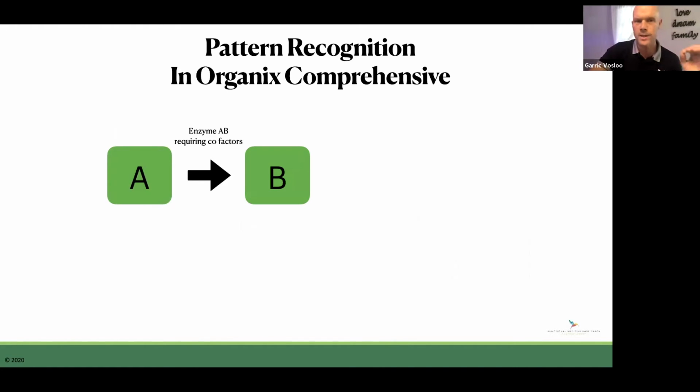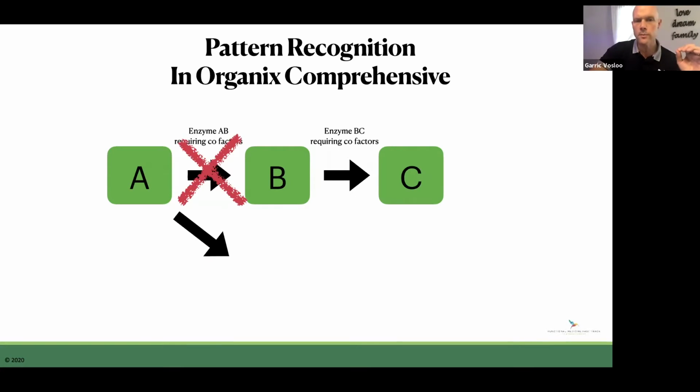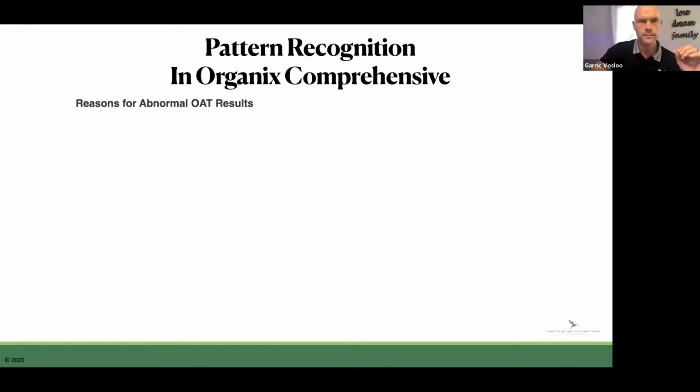You're going to need an enzyme there, and that enzyme is going to need cofactors, and that pathway can continue. However, when those enzymes do not have cofactors or there's something else blocking it, then it's going to move to an alternative intermediate, and that will then be excreted, and we're going to be able to see that in the organic acid test coming from the urine.